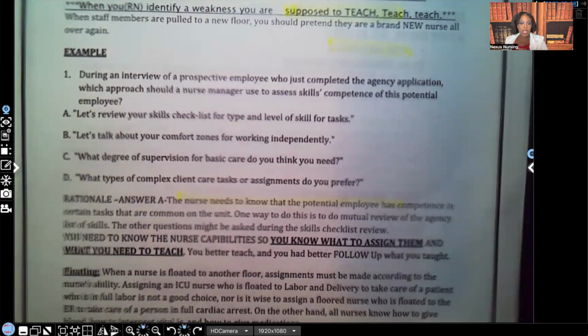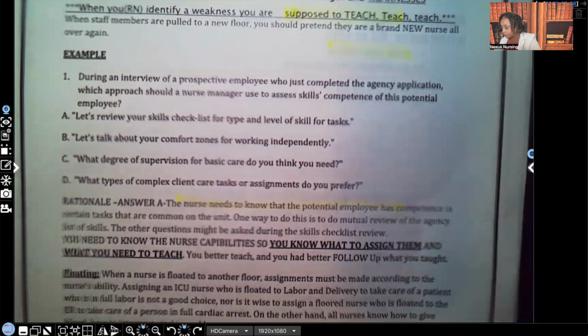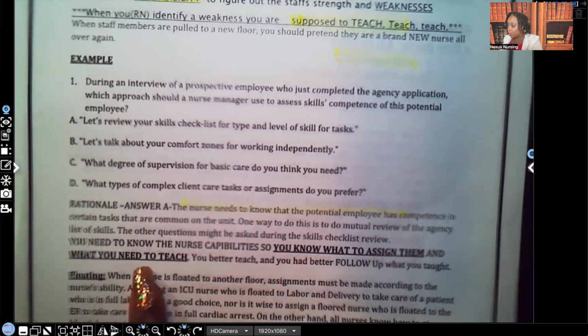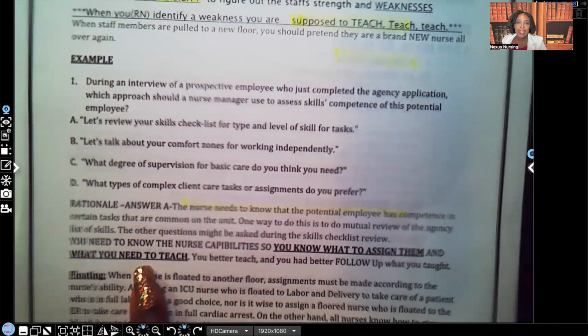Let's review your skills checklist for type and level of skill for task. And what you're going to do is compare that against what you have going on your floor and your needs to see exactly where this nurse would fit in and if they're going to be competent for the type of care your patients need on your floor. You need to know the nurse's capabilities so you know what to assign them and what you need to, what's that word, guys? Teach. You better teach and you better follow up. That's your license on the line. Anything that you delegate, that's your license on the line.